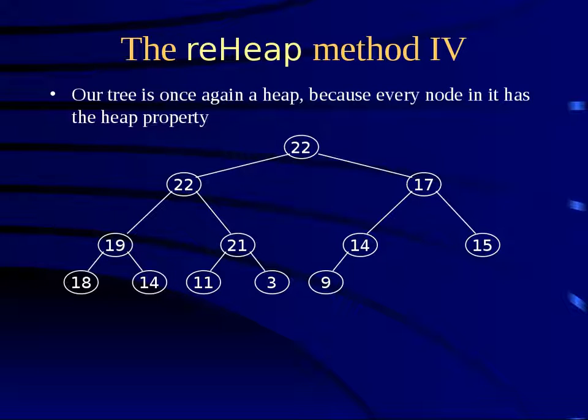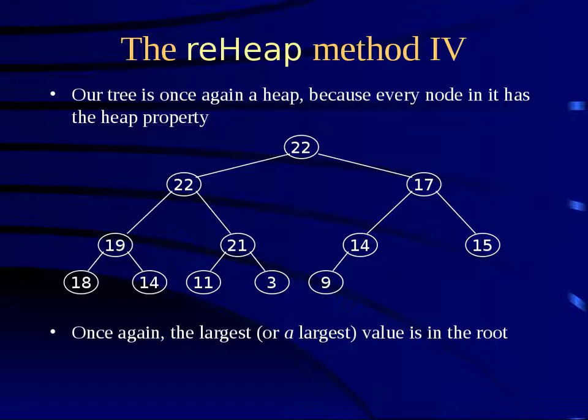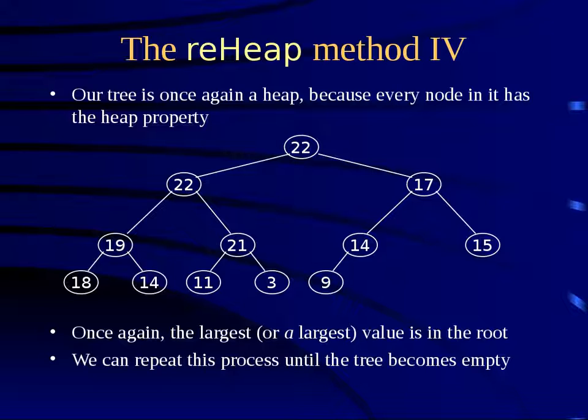All right, so now we're done because every node in the tree maintains the binary heap property. Again, the largest or a largest value is in the root. So always keep that in mind. We can repeat this process until the tree becomes empty, constantly removing. Why is it "or a largest"? Well, if you have two 22s, this 22 is not the largest. It just happens to be a largest because both of those have the same value. What if you had a tree of all the same value? Well, that'd be easy to maintain.